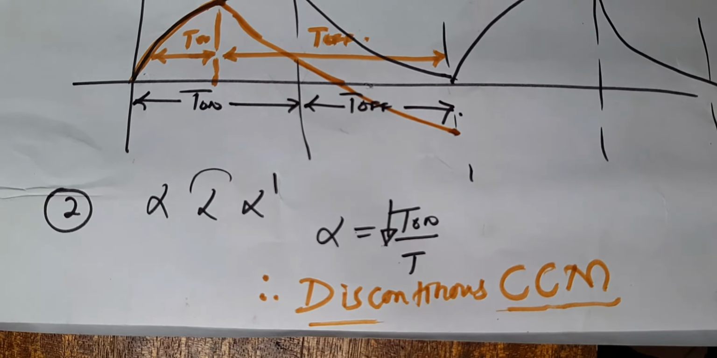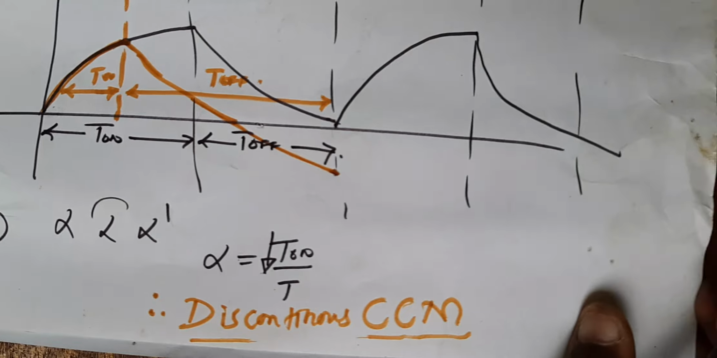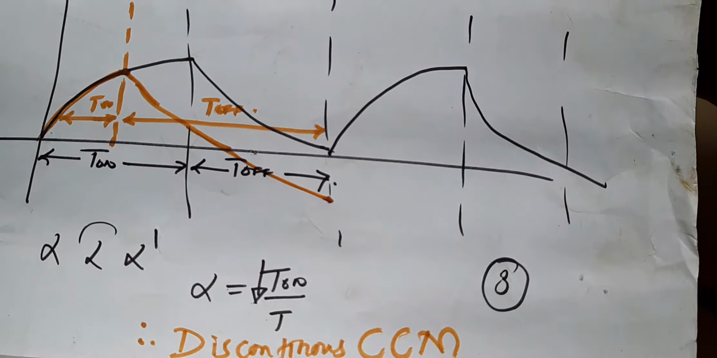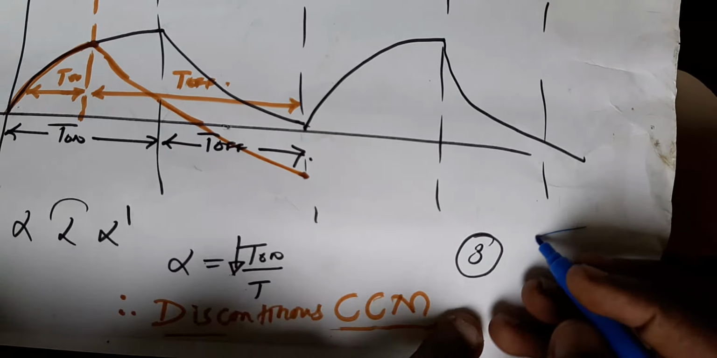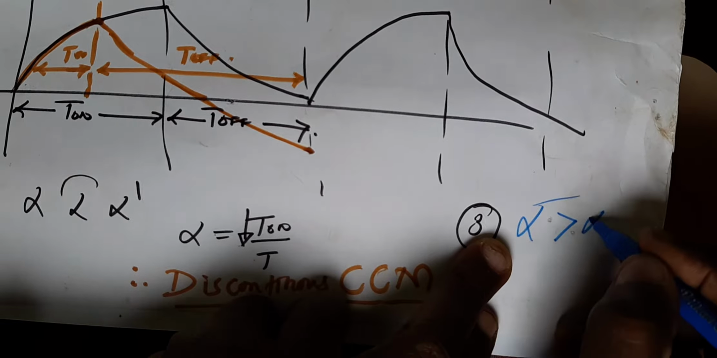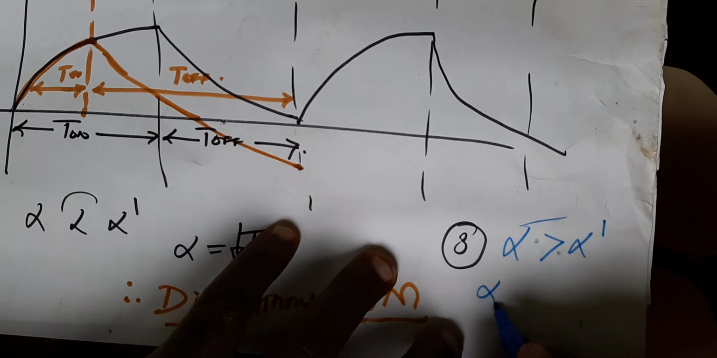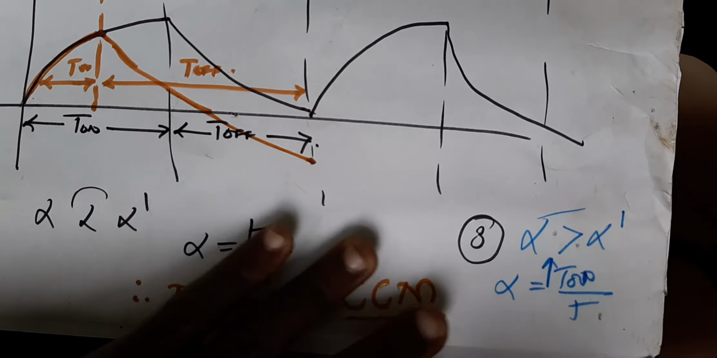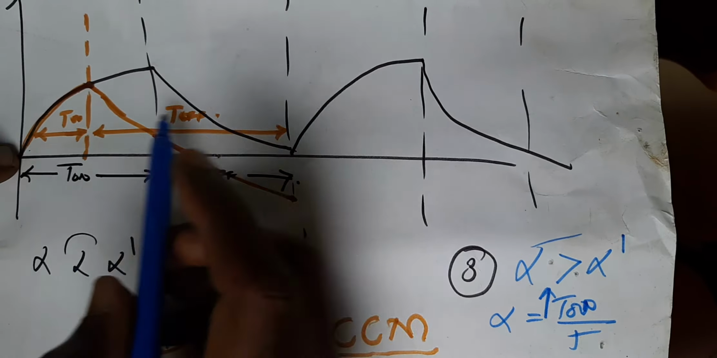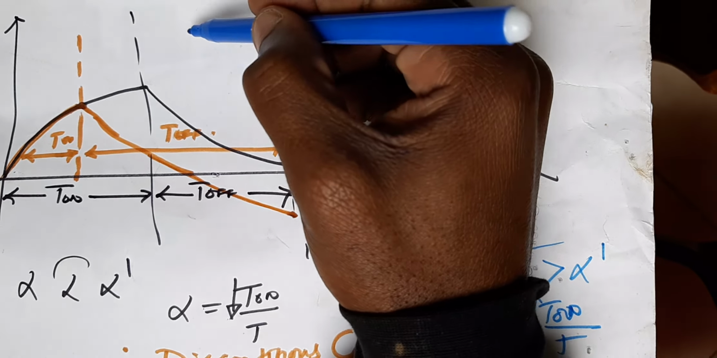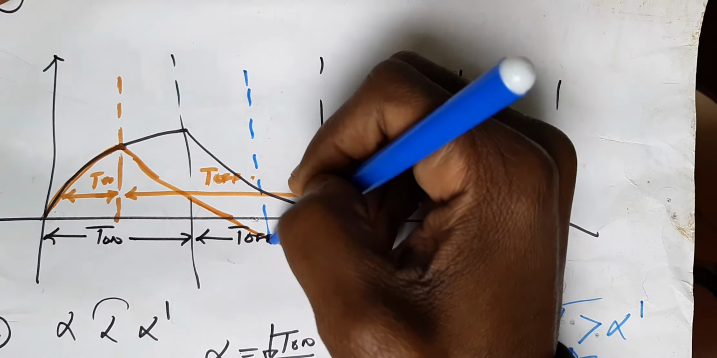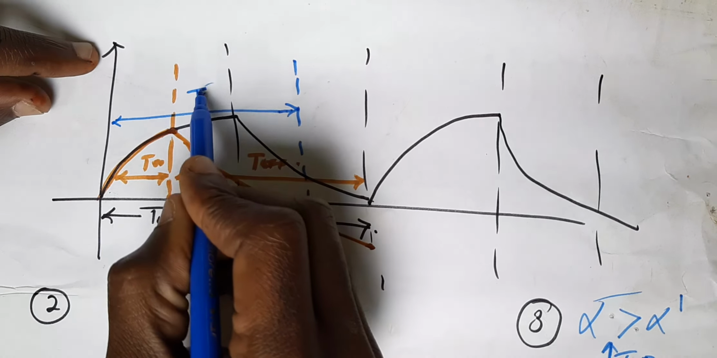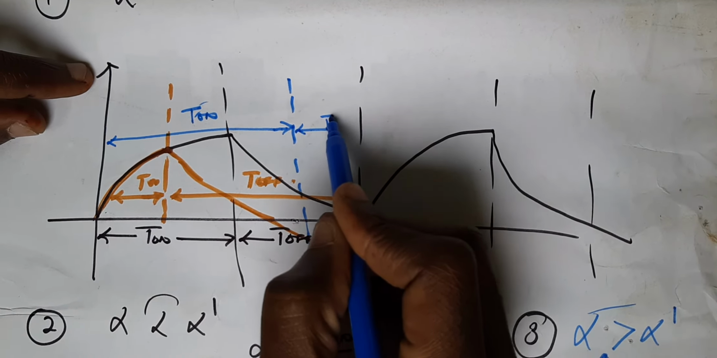Okay? So the third situation is when alpha is greater than alpha prime. So what exactly does it mean? Alpha is T on over T, and when alpha is greater, that means T on is large. So my new on period will be, I'd say, somewhere here. So I'll have a very large on period here, and a very short off period here.